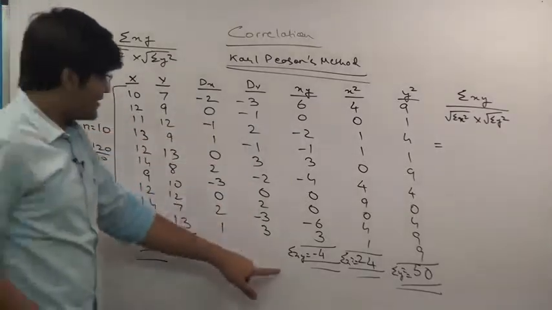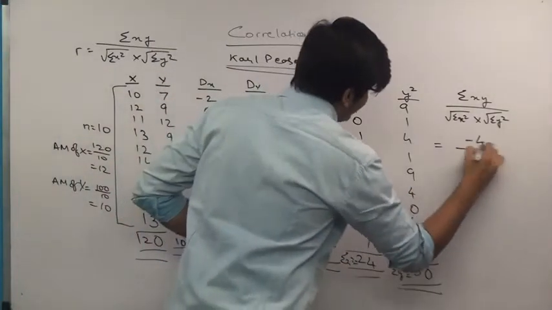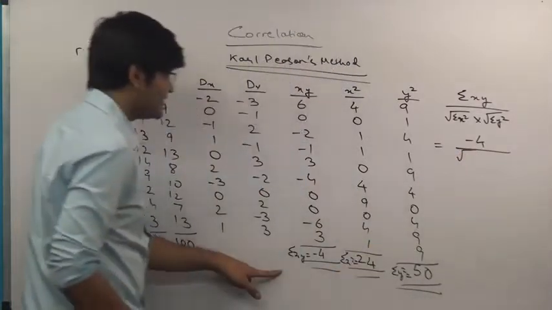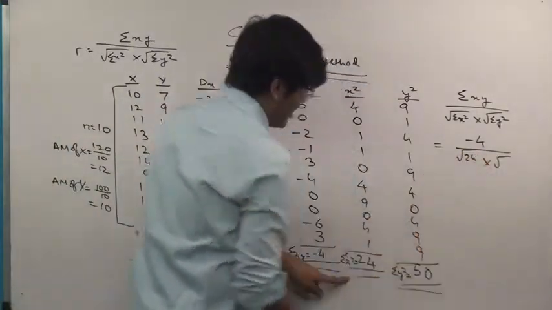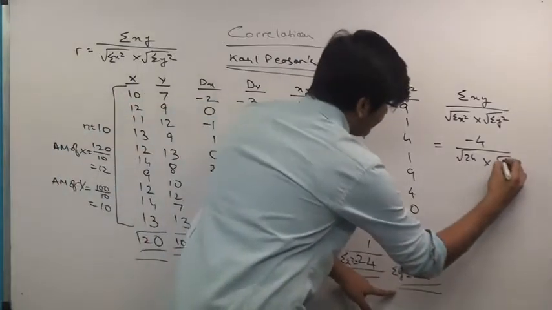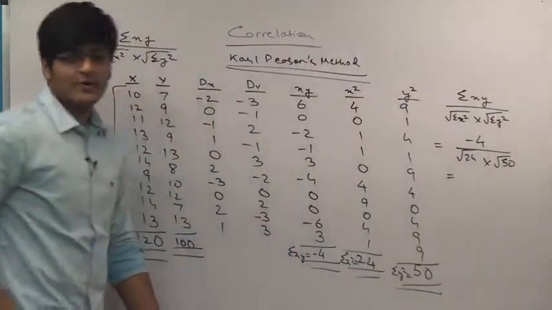Summation xy is minus 4. Minus 4 divided by root over, how much is summation x square? 24. Root over 24 into root over how much? 50. Gives us how much? Calculate.